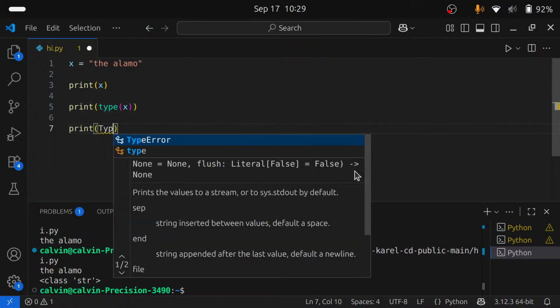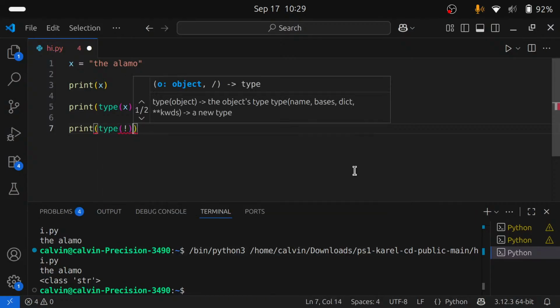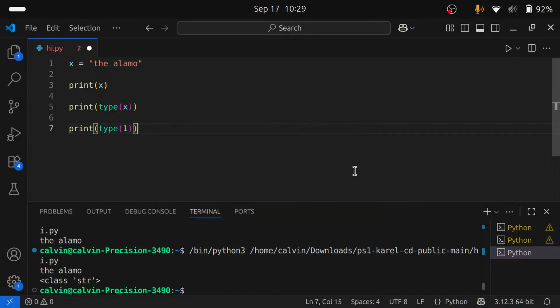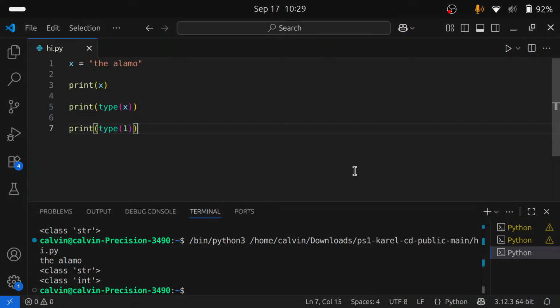So, for example, if we print the type, lowercase, the type of 1, what is the noise coming from out there? Does anyone know what that is? Is another class having more fun than us?